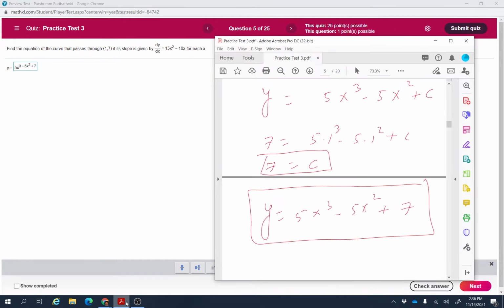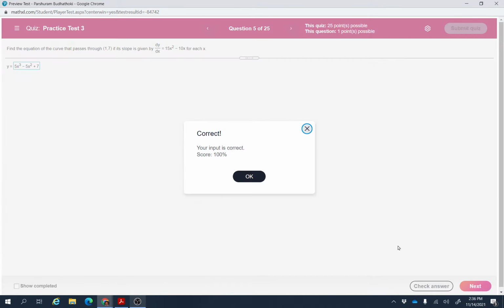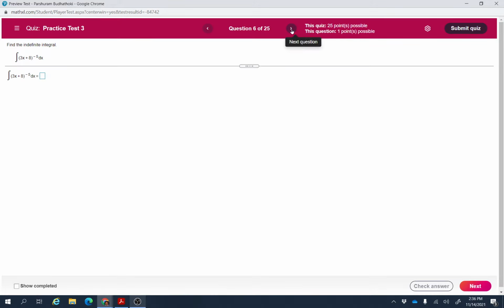Let me double check it. 5x cubed minus 5x squared plus 7. So this is the exponent, so I need to take it down. Minus 5x squared plus 7. Okay, that's right. Let's go to the next problem.